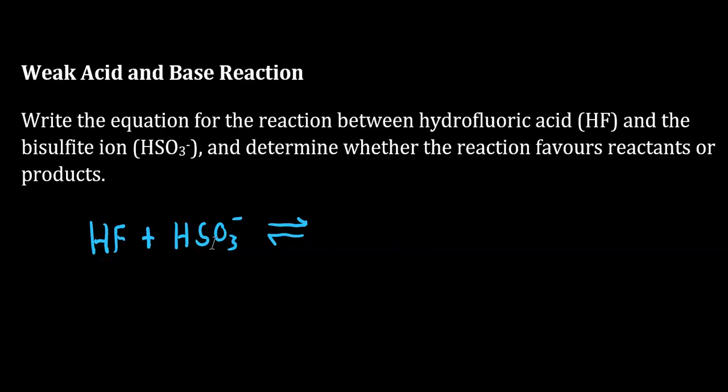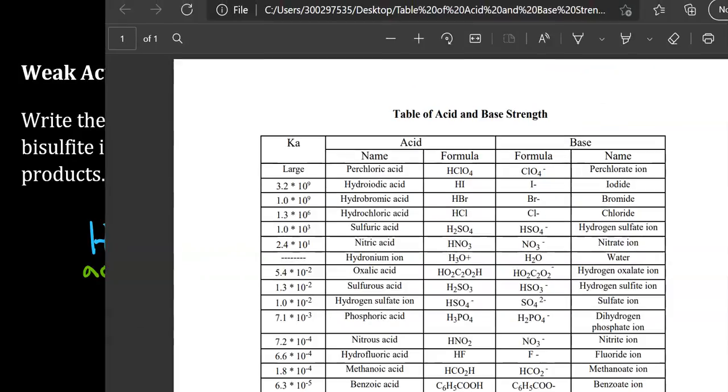which one's the base. Now it tells us that HF is an acid. So obviously this has to be our acid, so I'll put that here as acid, and I'll put the bisulfite as the base. But what if you didn't know? What if it was tricky? What if both of them could act as an acid or a base? Both of them were amphiprotic, if your teacher wanted to trick you.